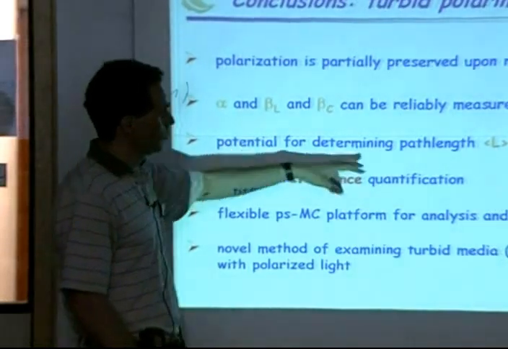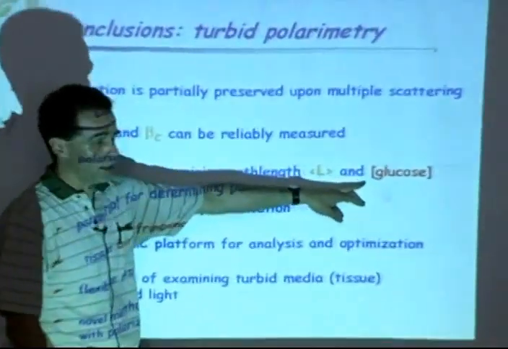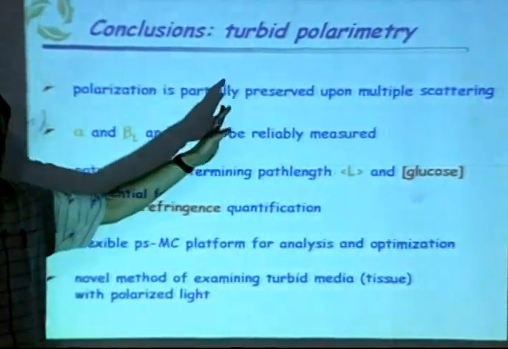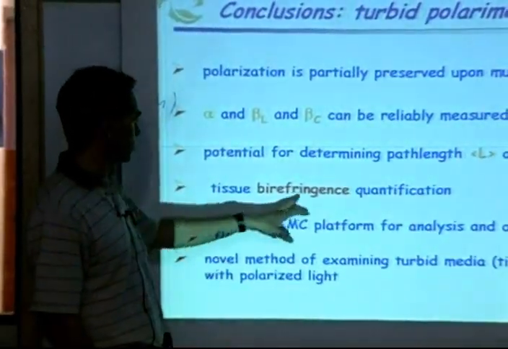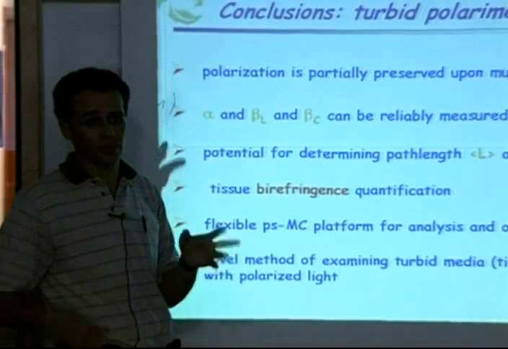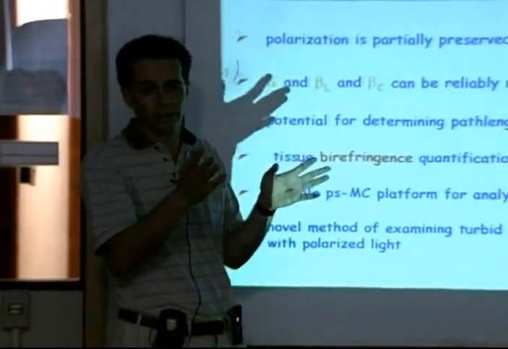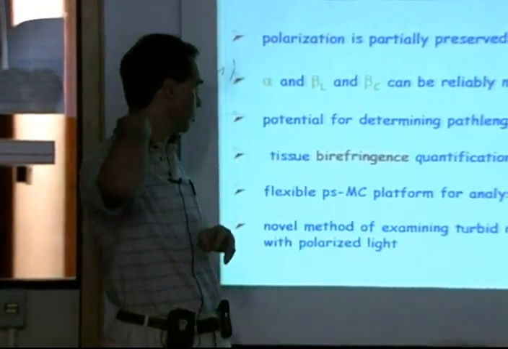There is some potential for determining the path length and glucose concentration, although that's a big question right now, along with everyone else's big question. We are starting to use this to quantify the anisotropy of tissues. The heart is just one example. This is not the only one.